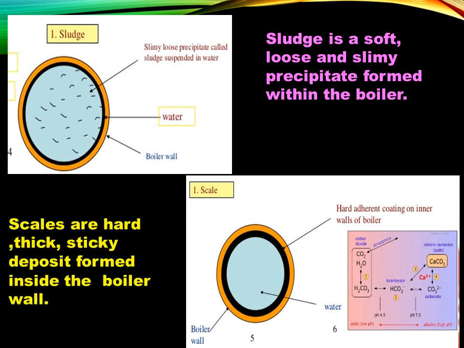What is scale? Scales are hard, thick, sticky deposits formed inside the boiler wall. So inside the boiler wall, it forms an adherent coating layer. This coating layer is called scale, which is very hard and thick.